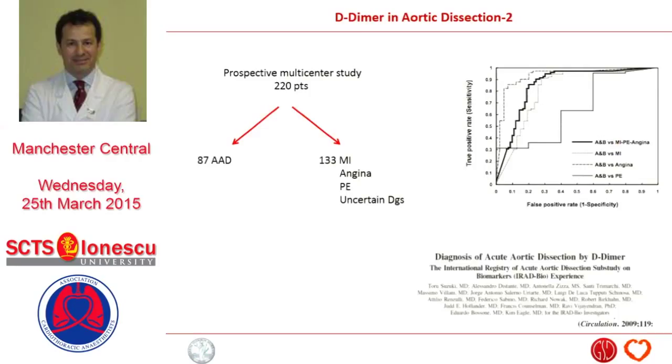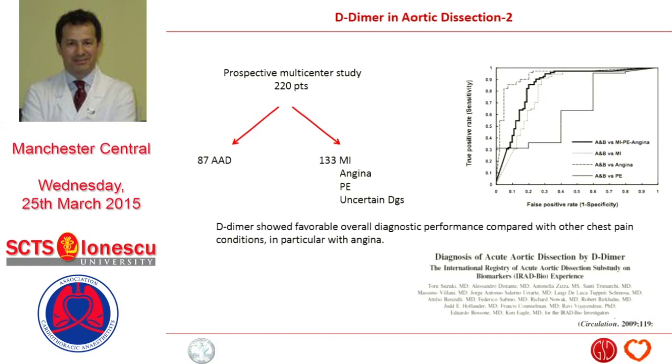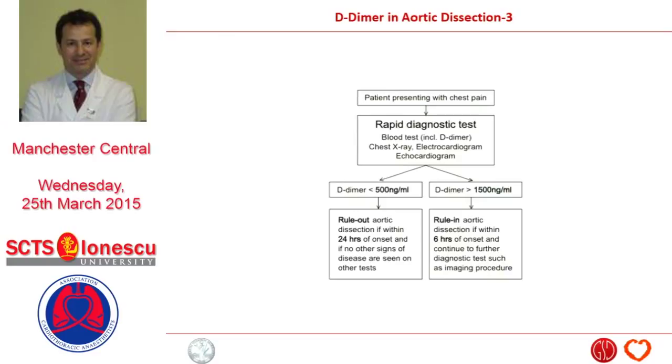The IRAD registry did a study on this type of biomarker. D-dimer also, in these cases, showed favorable performance compared to other causes of chest pain, in particular patients presenting with angina. D-dimer, as in the previous study, was very useful to rule out aortic dissection in this setting. But this study also showed that a level of 1500 nanograms per milliliter within 6 hours from symptom onset was able to rule in patients affected by type A dissection.